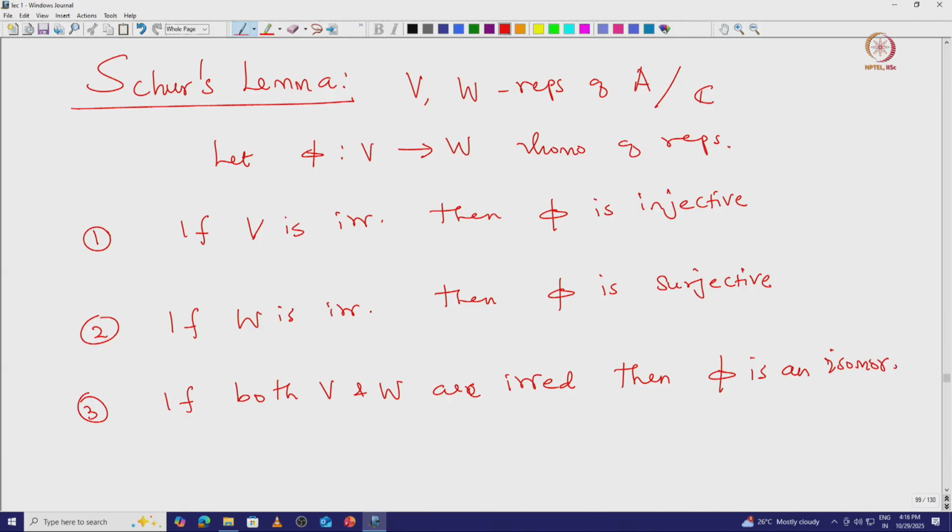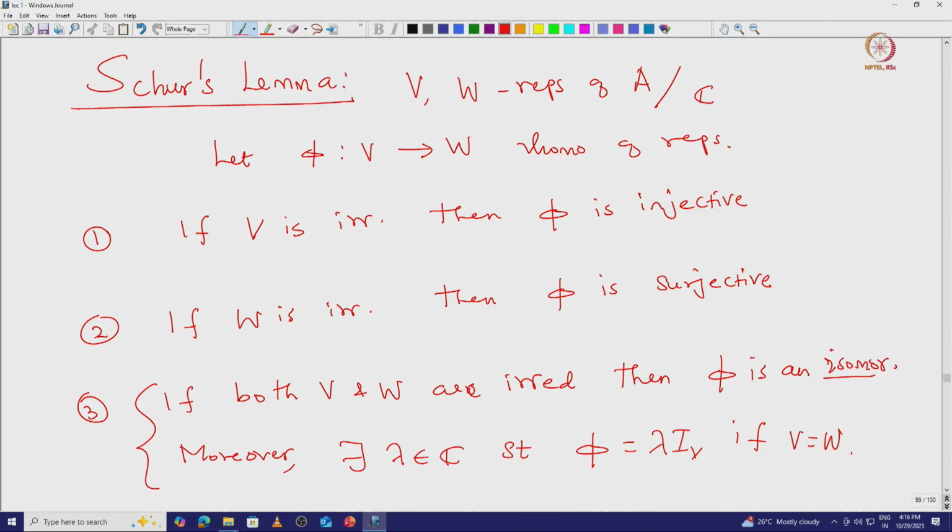So, since we are working over the complex numbers, we will be able to say more than pi being an isomorphism in the third case. Moreover, since we are working over an algebraically closed field, we can prove that there exists lambda in C such that this pi is equal to lambda times identity on V if V equals W.